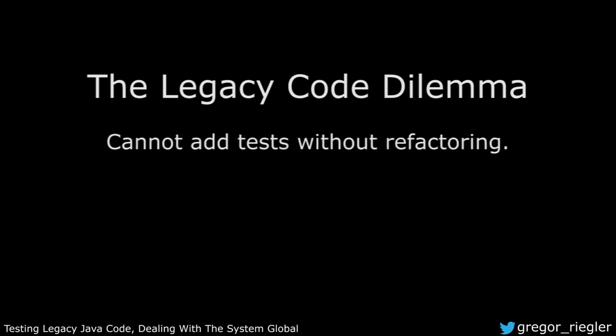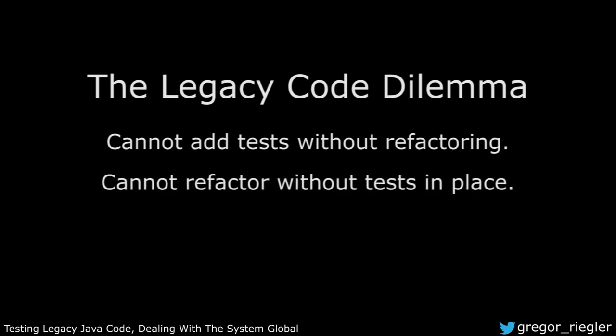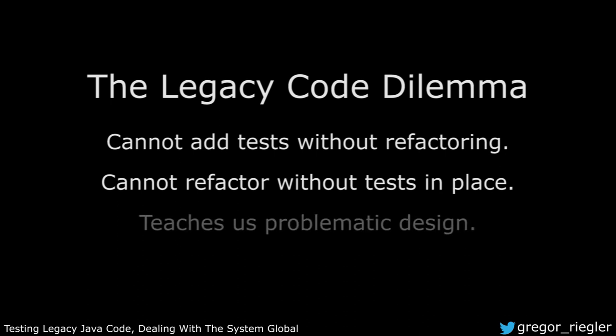But when we try to add the tests, we run into the legacy code dilemma. The legacy system was not built with testability in mind, so it can be hard to add the tests that we need. We might have to first apply refactorings to the code so that we can add the tests that we need. But to apply those refactorings to the code safely, we want to have unit tests in place. A chicken and egg problem. This is where it gets tricky and where we can learn the lessons of problematic design. Sometimes, the most effective way would be to begin with slow system tests.